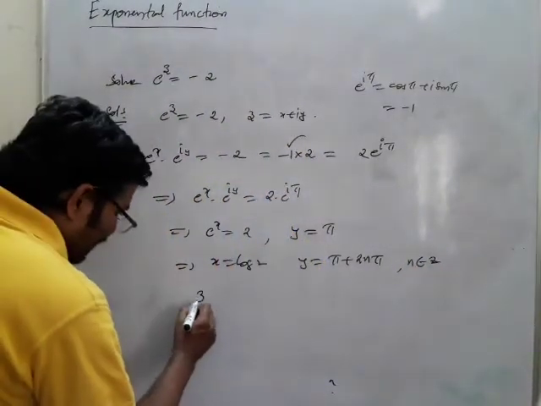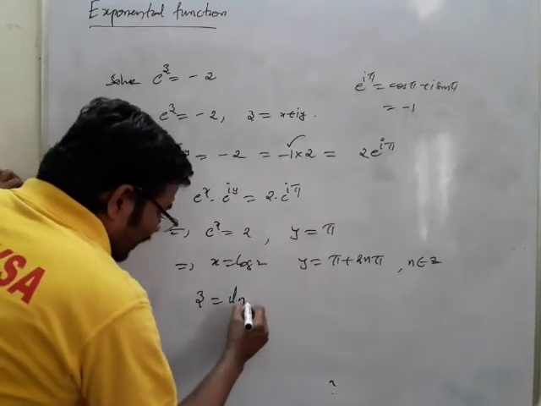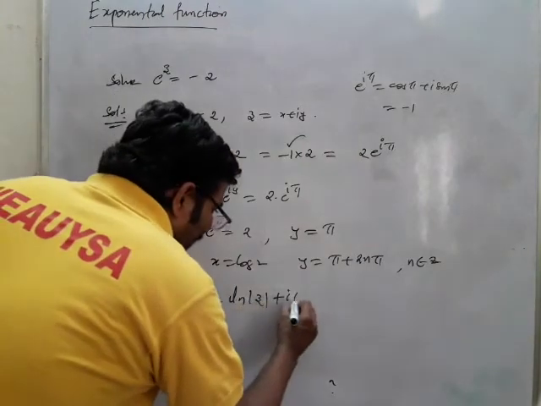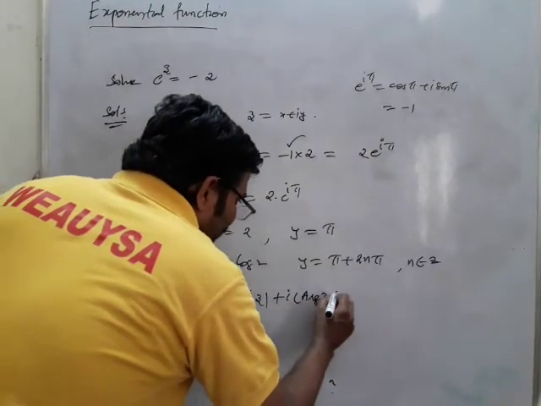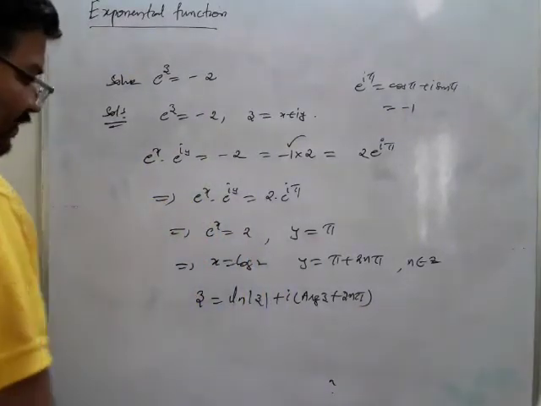Now we have the formula: log z is equal to ln, meaning log n of mod z, plus i into argument of z plus 2nπ. Now this is the formula which we have.